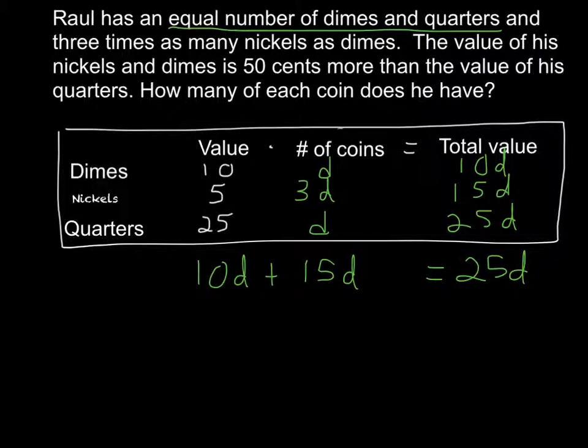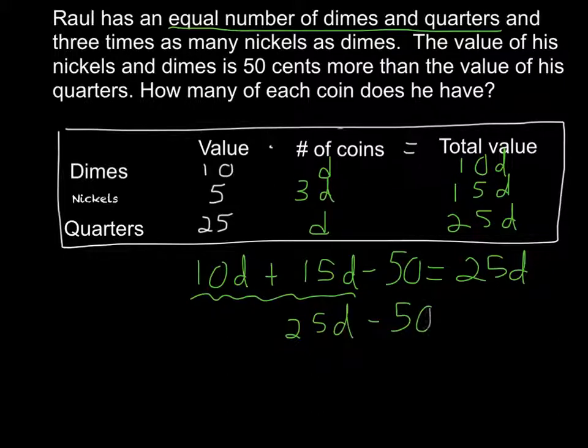So the value of his nickels and dimes, which is here, is actually the greater amount because it's 50 cents more than the quarters. So we can subtract 50 from this side, or instead, if you want, you could add 50 to the other side. Okay, so we get 25D minus 50 equals 25D.